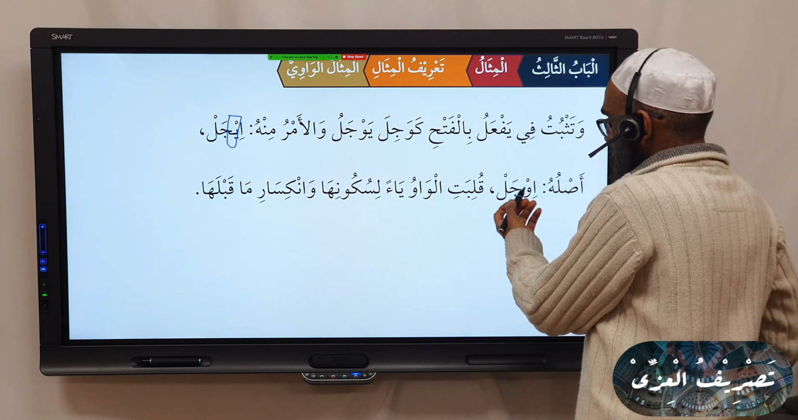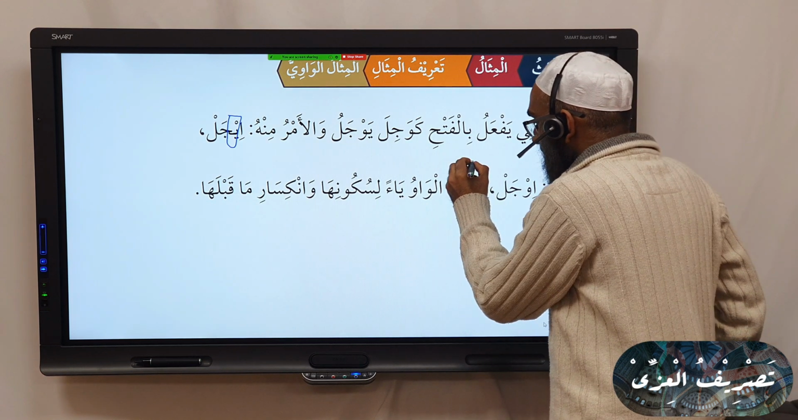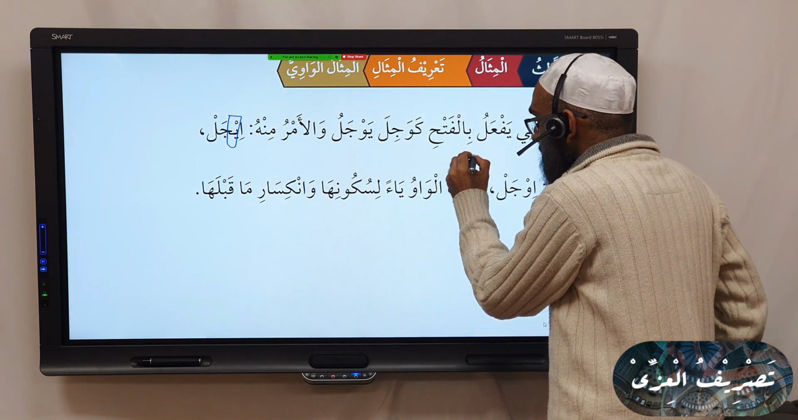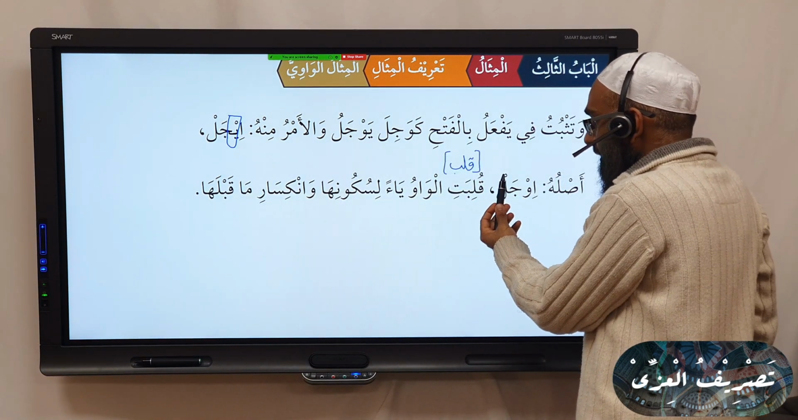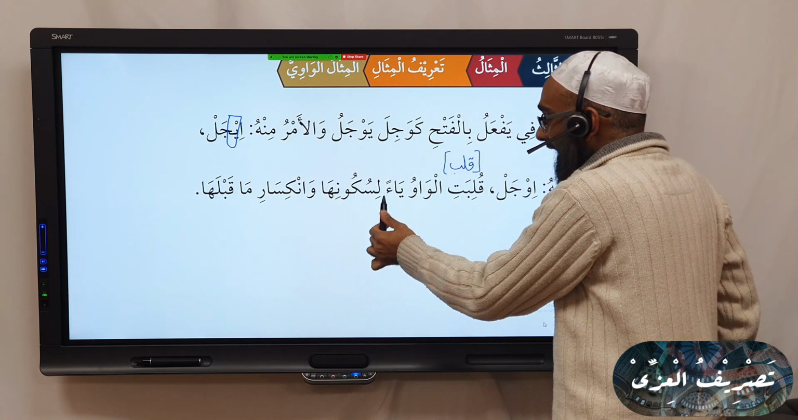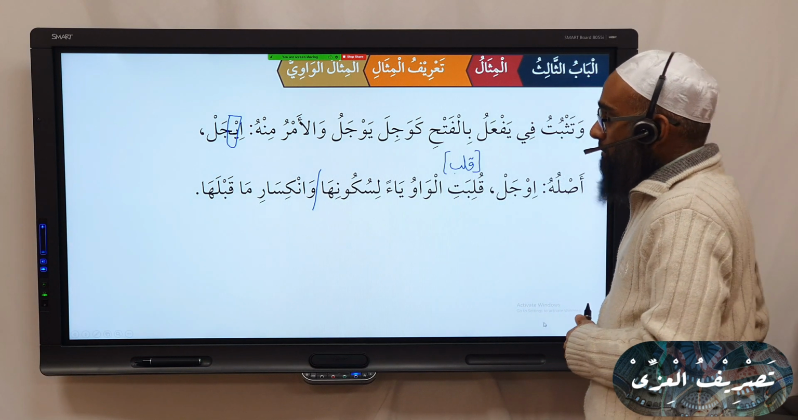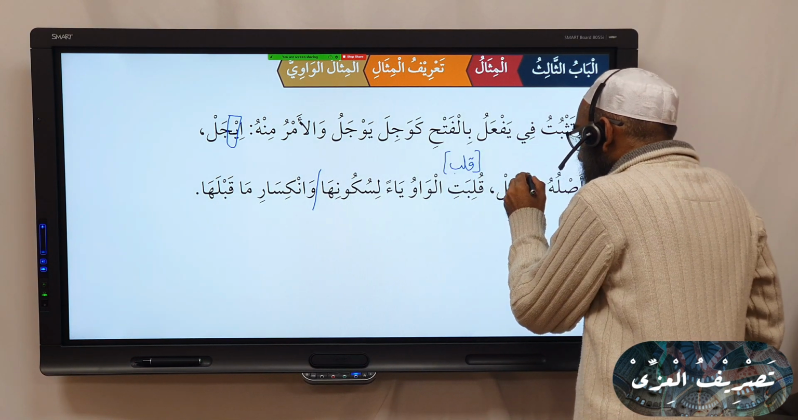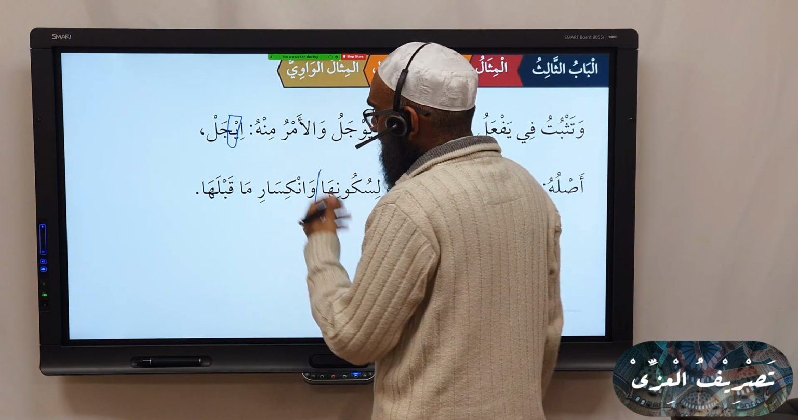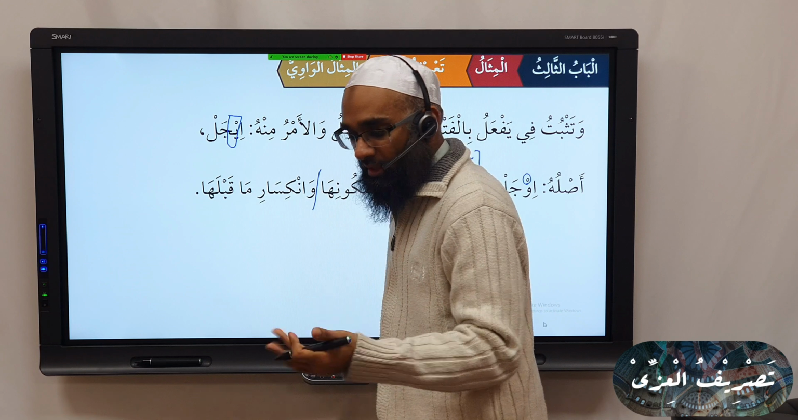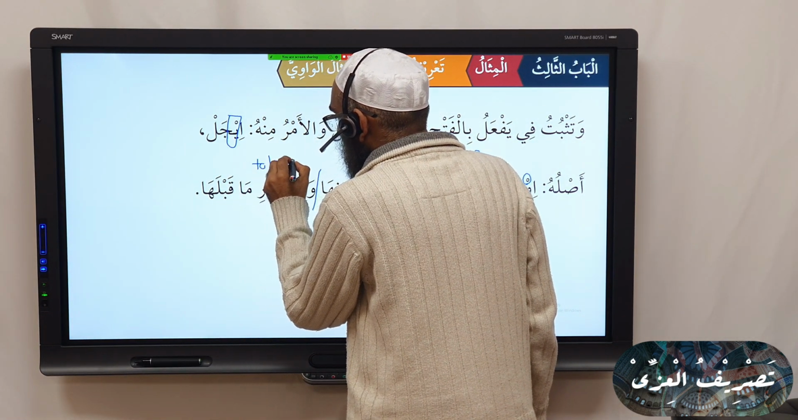Asluhu iwjal. Qulibatil waw. Qalb, remember this word, qalb. Qalb means changing. So asluhu, its origin was iwjal. Qulibatil wawu ya'an li sukuniha. The waw was changed into a ya because of it being sakin. So the waw is what? Sakin. Inkasara yankasiru inkisaran means to break, but in grammar, it means to have a kasra.